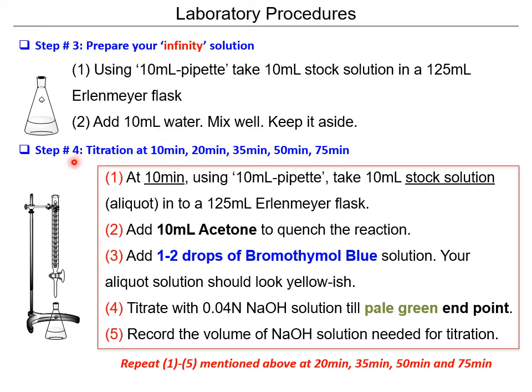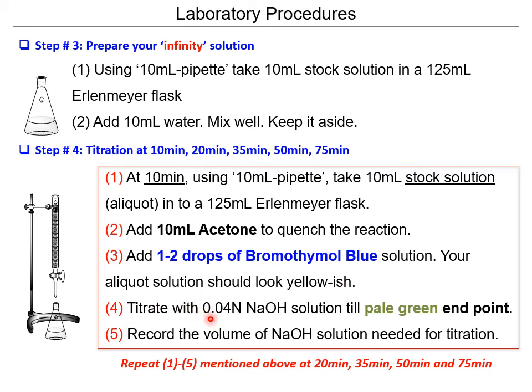So the next step is the titration. You'll be doing it at 10 minutes, 20 minutes, 35 minutes, 50 minutes, and 75 minutes. First step is at 10 minutes, use a 10 milliliter pipette and take 10 milliliters of stock solution in a 125 milliliter flask, add 10 milliliters of acetone to quench it, and then add 1 to 2 drops of bromothymol blue solution, which is an indicator, right? So your aliquot solution will look yellowish.